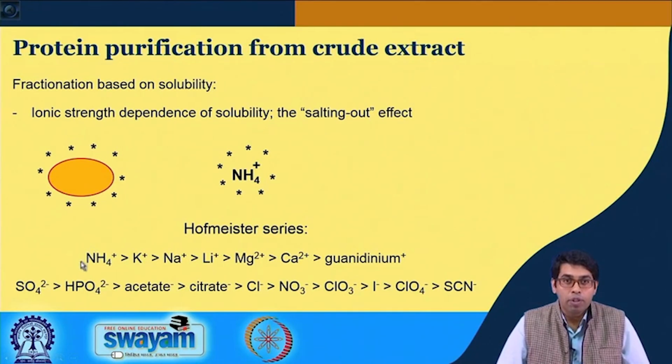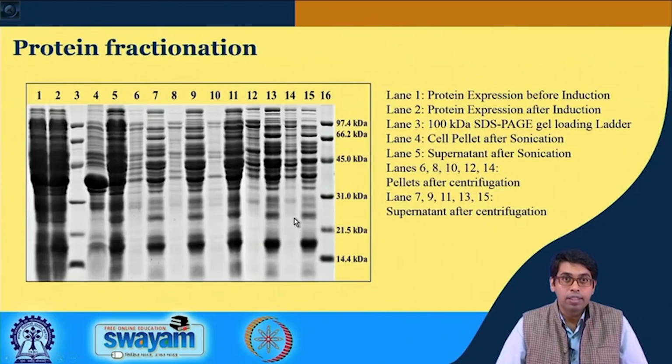So, it has been found that ammonium sulphate is one of the best salting out agents. So, again using a concentration of ammonium sulphate, you can precipitate out proteins from the mixture which have lower solubility compared to your protein of interest. One example of that is shown in this slide. So, again this is a slide where we have used SDS page gel electrophoresis to optimize our process. The first two lanes are the whole cell lysates.